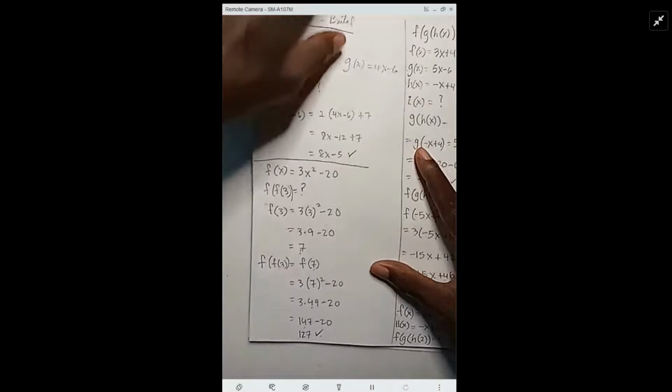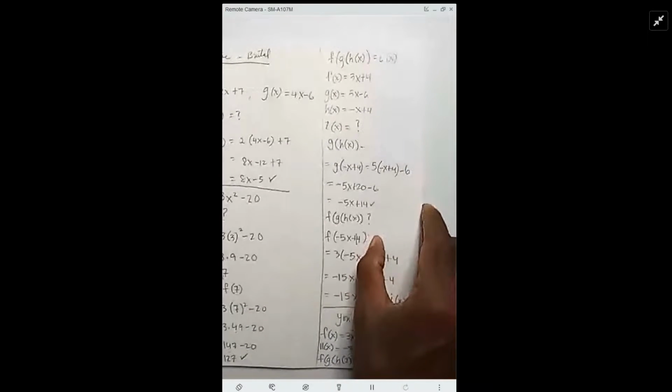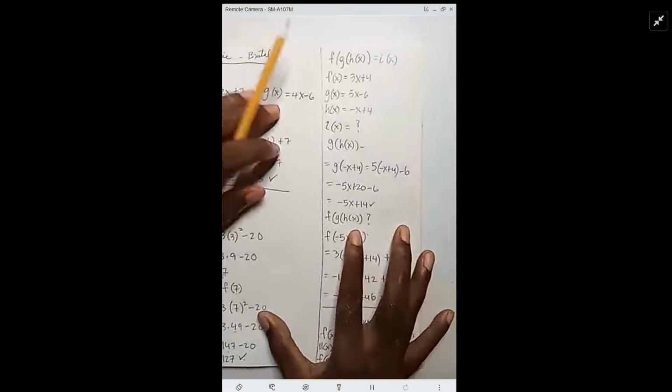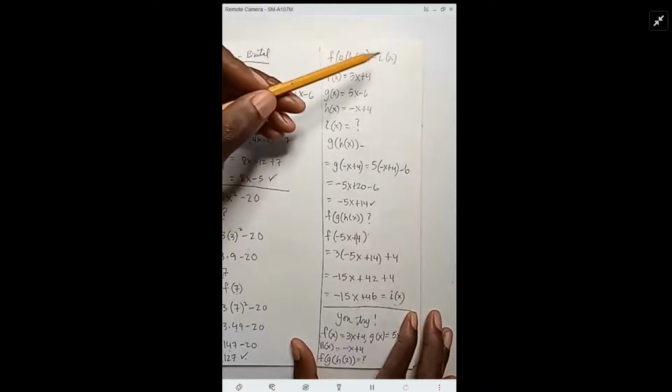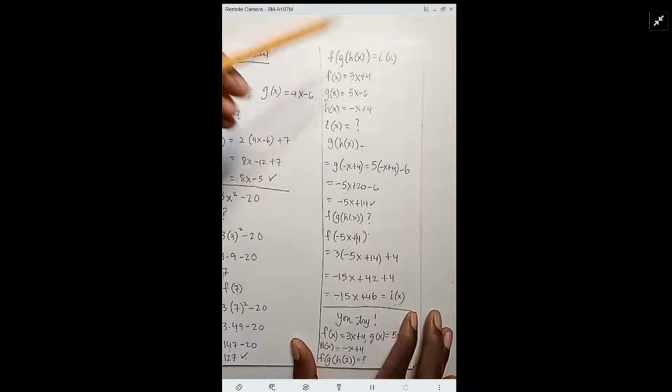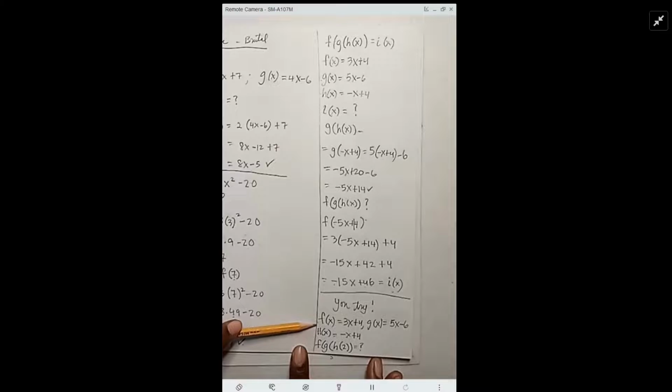Now take a look at a brutal example. I'll leave it to you to work your way through this. But here it is. F of g of h of x. We want to find the composite function of x such as this. It is f of g of h of x. I've worked it all out here. It wasn't so bad.